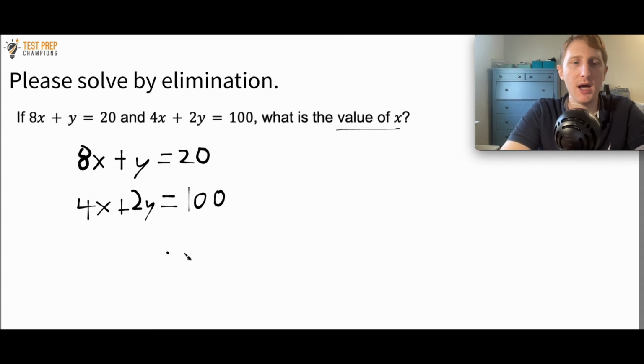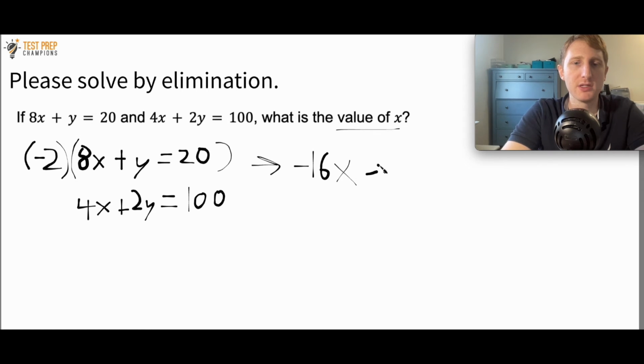What I see here is that in equation 1, if we call 8x plus y equals 20 our equation 1, we have just y here, right? We've got 1y. And down here in our second equation, we've got 2y. So what I can do is come to my equation 1 here, and I can multiply everything by negative 2. So let me show you what happens when I do that. So what is negative 2 times 8x? Negative 2 times 8x is negative 16x. And what is negative 2 times positive y?